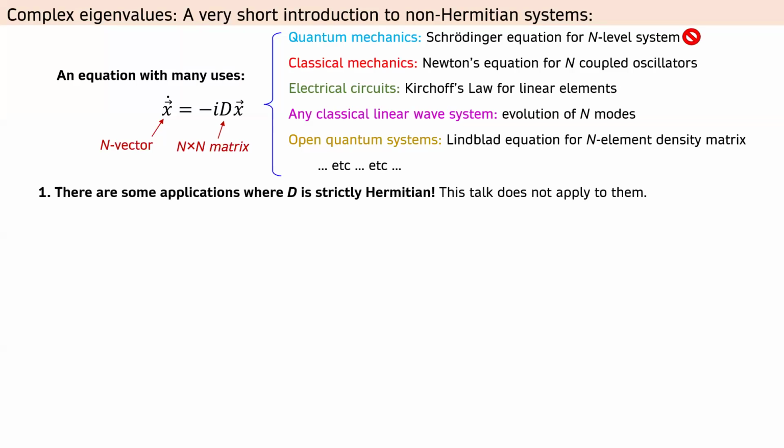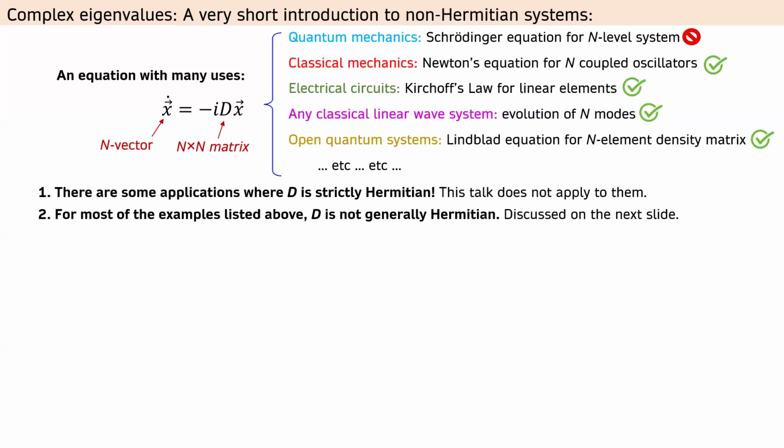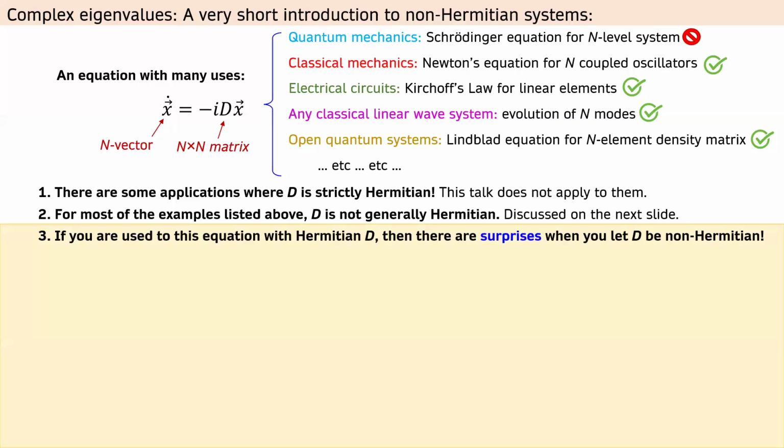And basically my point is the following. There are some situations in which you should really assume that this matrix is Hermitian, closed quantum systems. If that's the case, I have nothing to tell you. This talk will be meaningless. But in a lot of these other situations, it's very natural for the time evolution to be generated by a non-Hermitian matrix. And I'll explain a little bit of that in a minute.